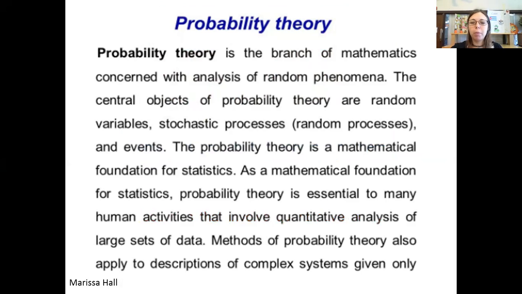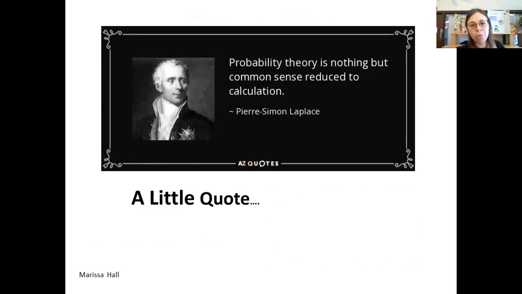The central objects of probability theory are random variables, random processes, and events. The probability theory is a mathematical foundation for statistics. As a mathematical foundation for statistics, probability theory is essential to many human activities that involve quantitative analysis of large sets of data. Methods of probability theory are also applied to descriptions of complex systems given only partial knowledge. A little quote that I found is by Pierre-Simon Laplace, which says, probability theory is nothing but common sense reduced to calculation.